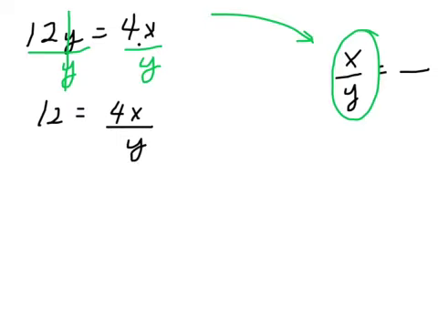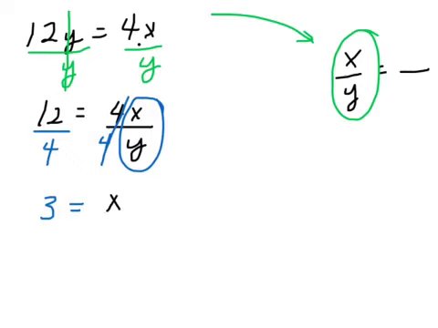The only thing is I've got a little bit extra. I've got that 4 there. I've got 4 times all of that x over y that I'm trying to get by itself. What would be the opposite of multiplying x over y by 4? Dividing by 4. Okay, so let's divide both sides by 4. And I would get 12 divided by 4 is 3. That would cancel out and be 1. And I would have my x over y here.